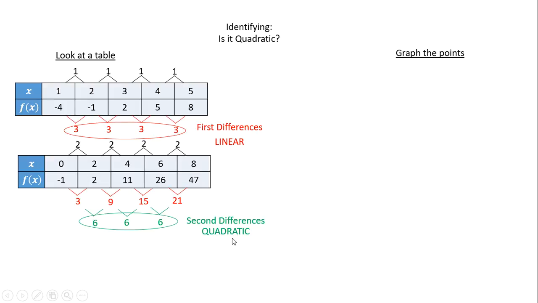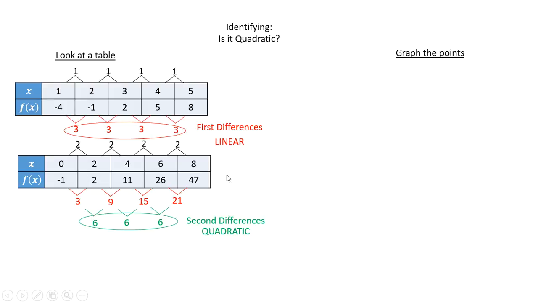We're going to continue this pattern next chapter. The first differences being the same means linear, that would be x to the first power. Second differences being the same means quadratic, that's x squared. If the third differences are the same, it means it's going to be x cubed. If the 17th differences are the same, it means it's going to be x to the 17th. We're not going to get that far, but we could.